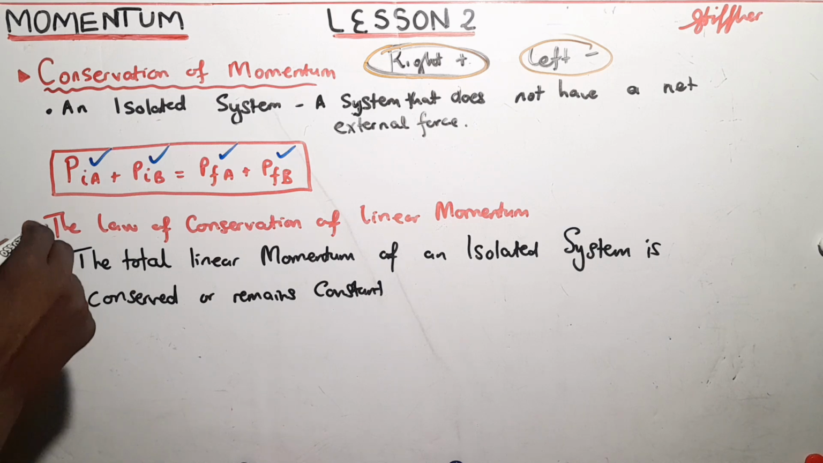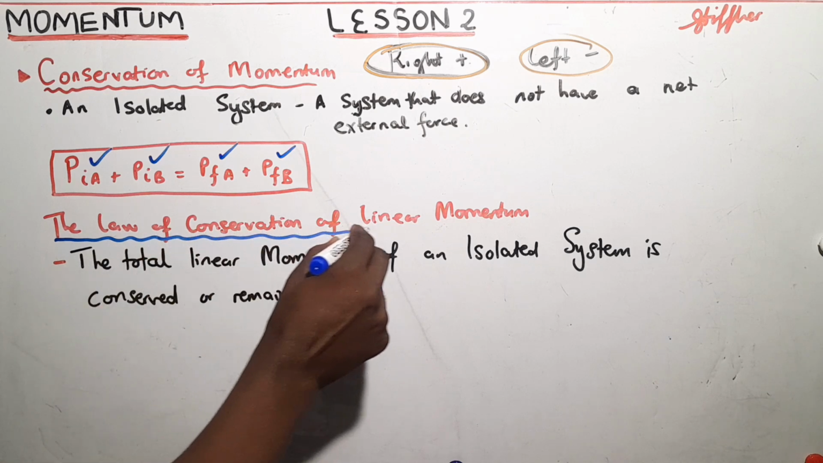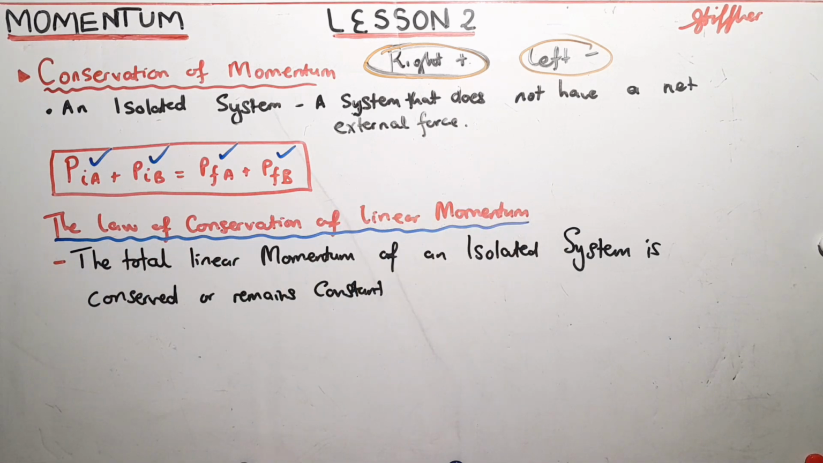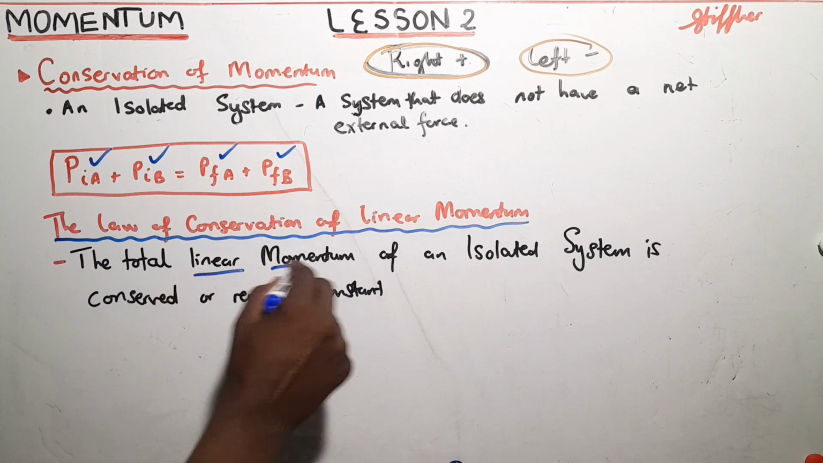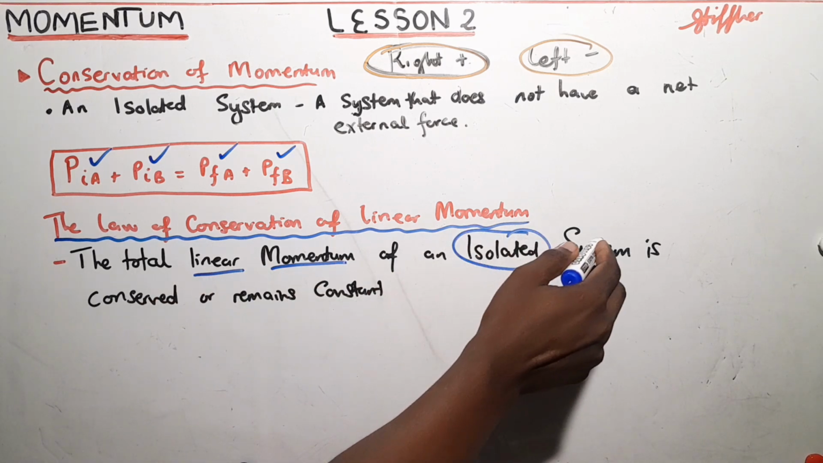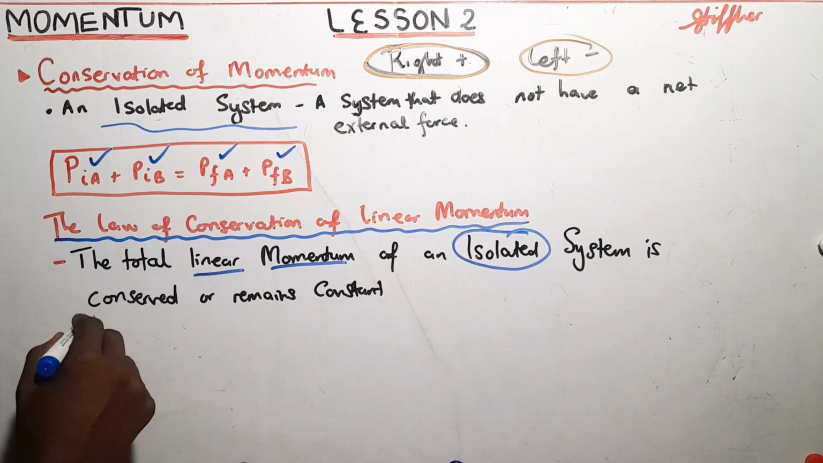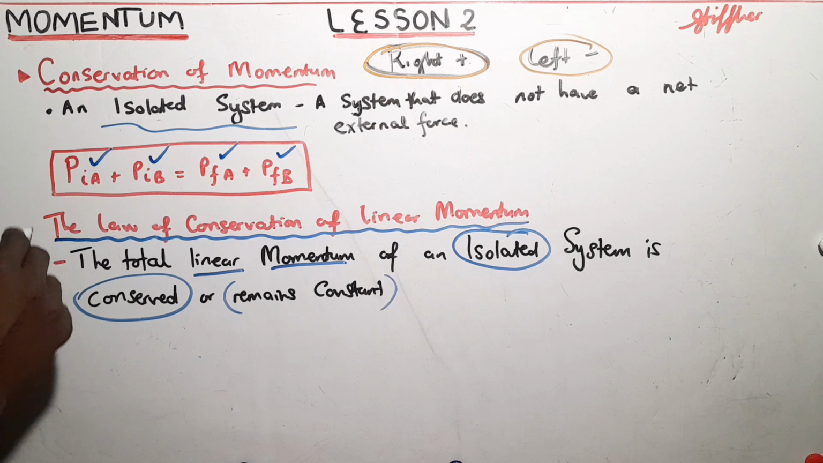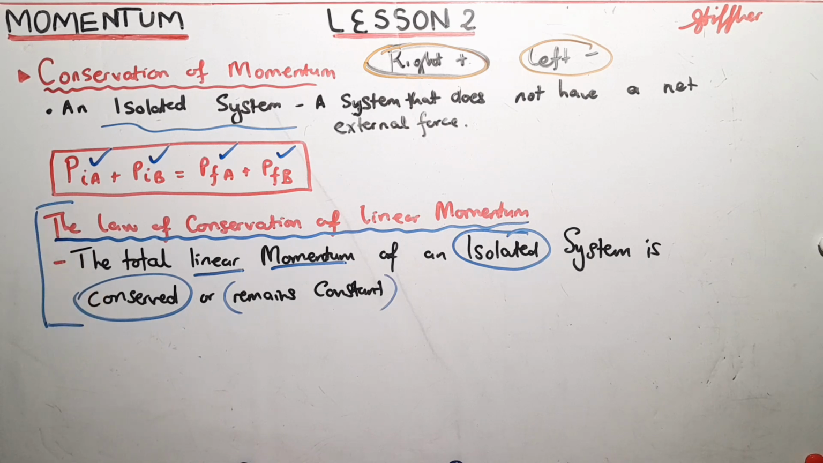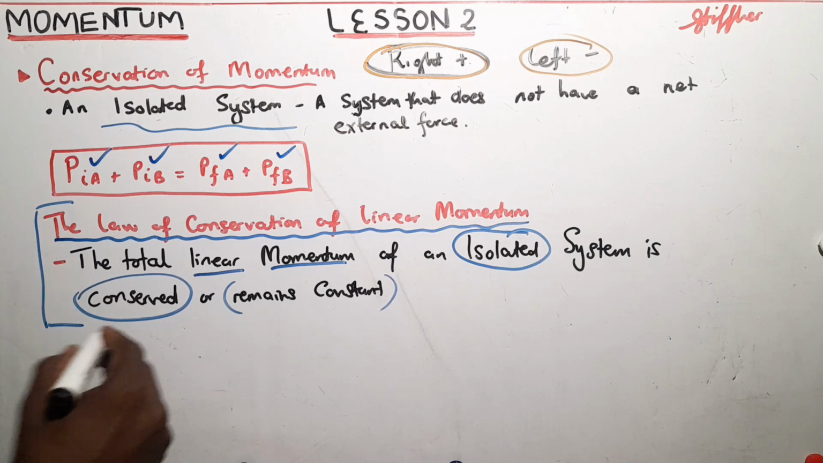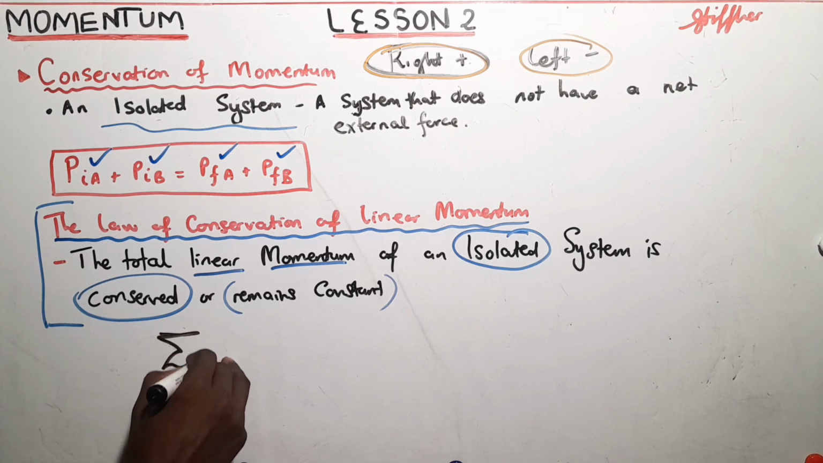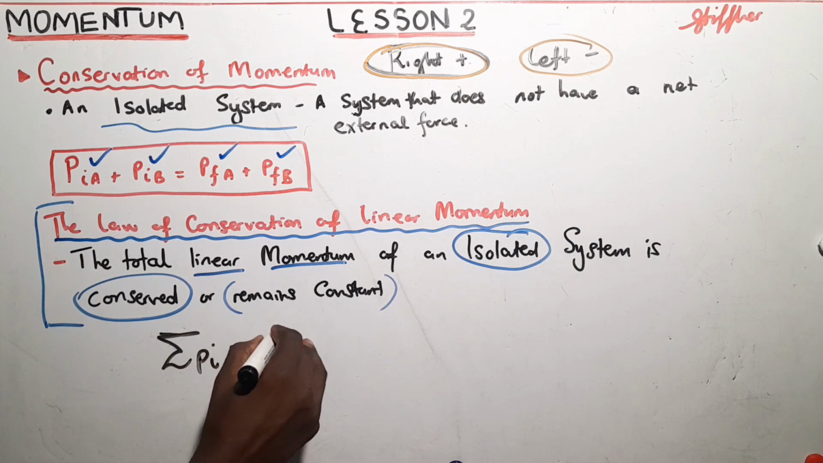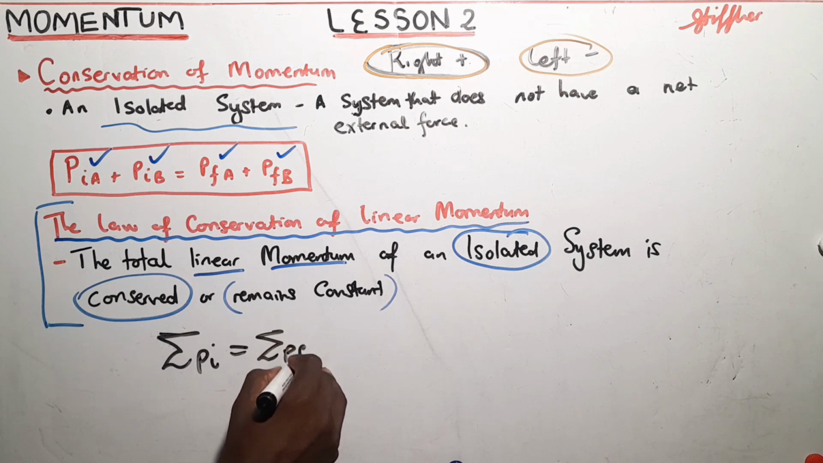I said this is what you call the law of conservation of linear momentum. It just says that the total linear momentum of an isolated system is conserved, or it remains constant. That is the law of conservation of linear momentum. So regardless of how many objects you have in an isolated system that are colliding with each other, all we know is the total linear momentum initially will be equal to the total linear momentum finally.